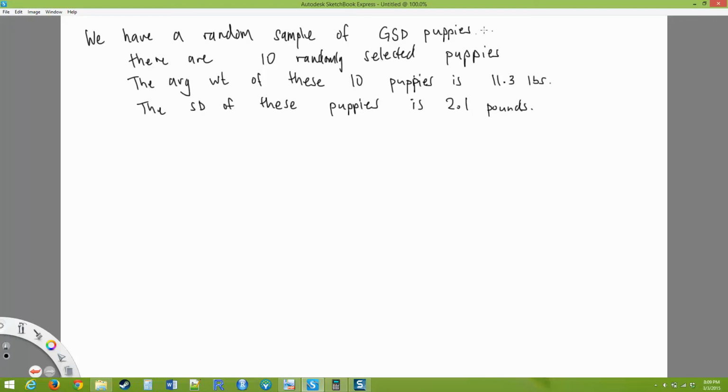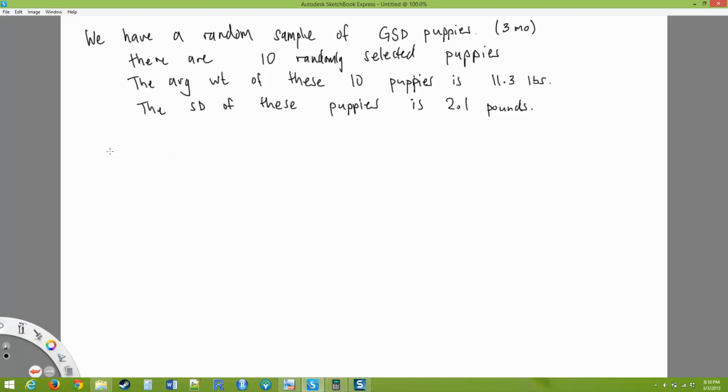Okay, let's say these are German Shepherd puppies. I have no idea how old these are. 3 months old. Whatever. I'm just making something up here, okay? I don't know how big puppies are at 3 months. Maybe they're bigger or smaller, whatever.